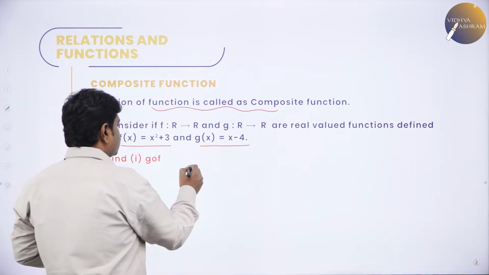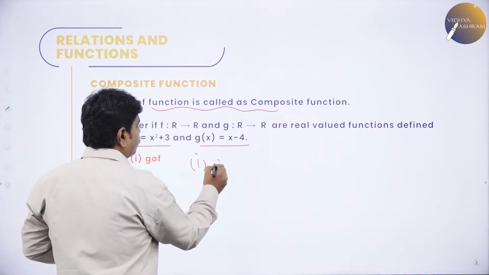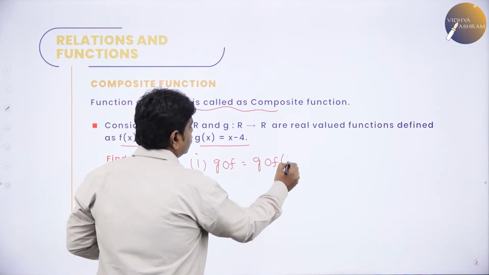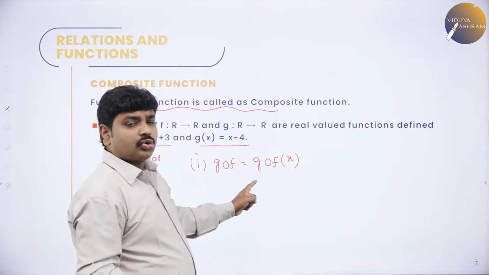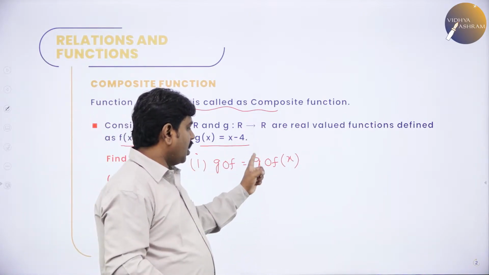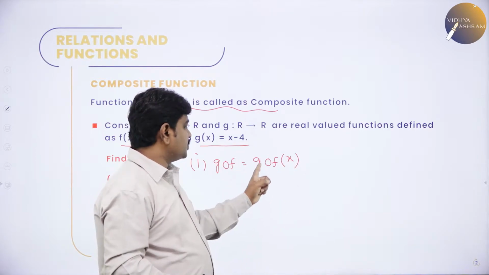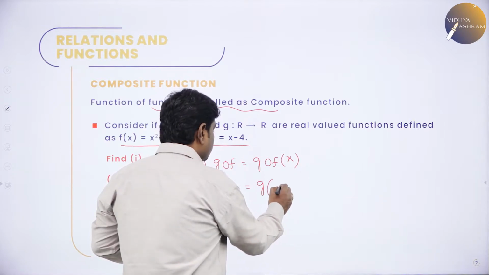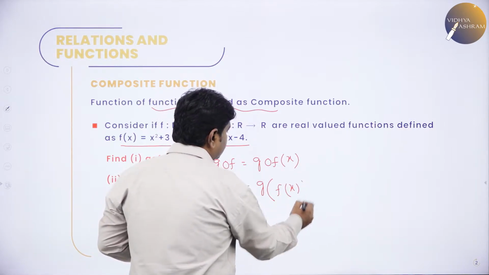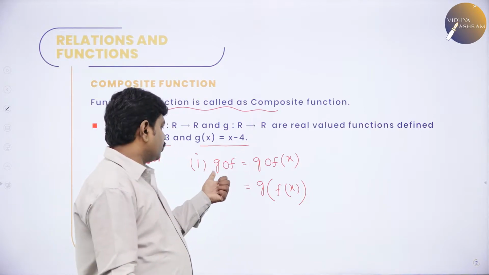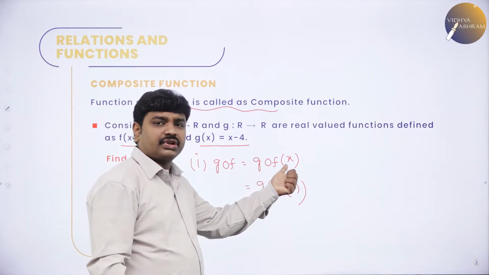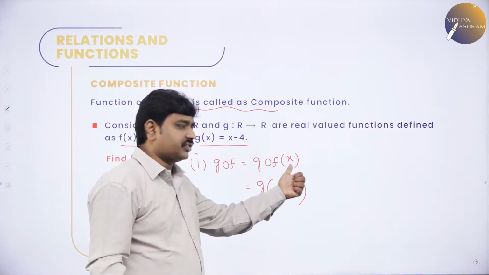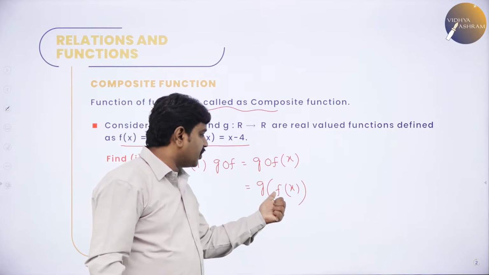How to find gof? First, let us understand how to find gof. G-O-F. gof means gof x. We read this as g o f of x, g of f of x. gof x means g of f of x. They wanted you to find gof. If they don't give any number, sometimes they may ask gof 2, gof 3. Here they told just gof. gof means gof x. gof x means g of f of x.